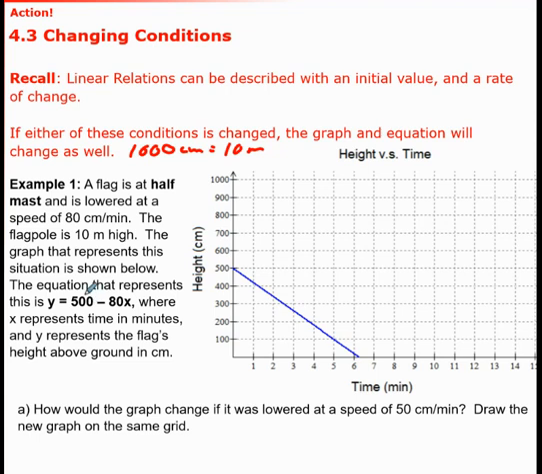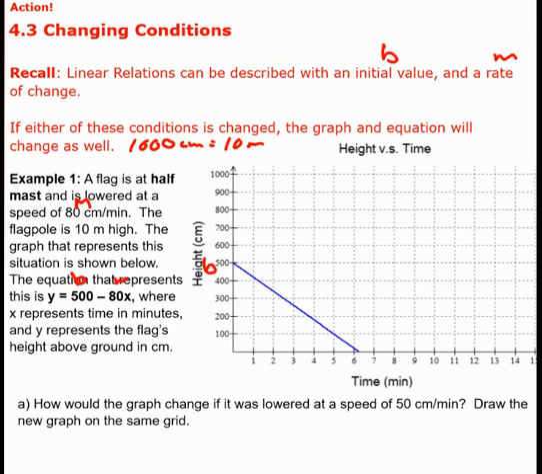So where did we get the 500? Well, there's our initial value. Remember, we called initial value b, and rate of change was an m. So here's our b, and our rate of change was m. There's our m, where x represents time. Good.